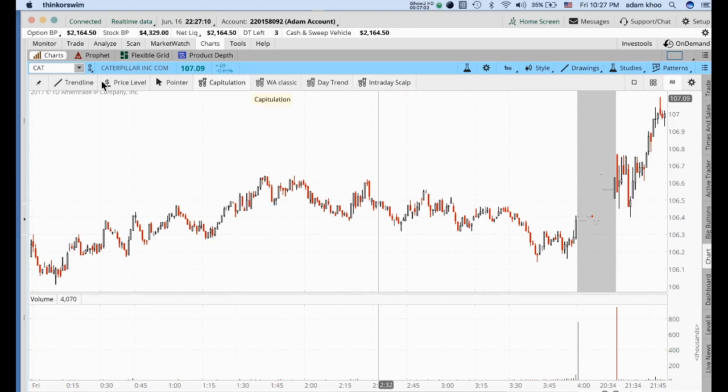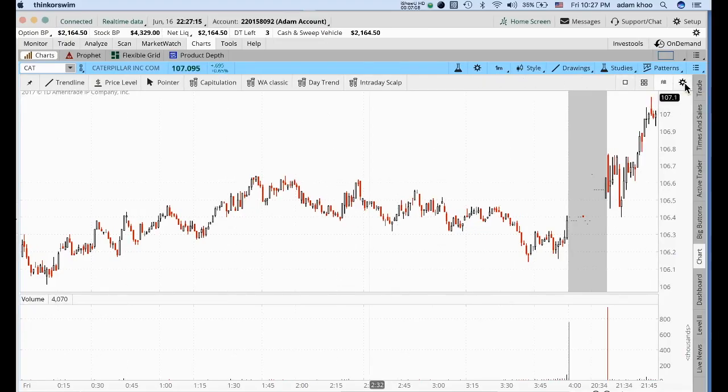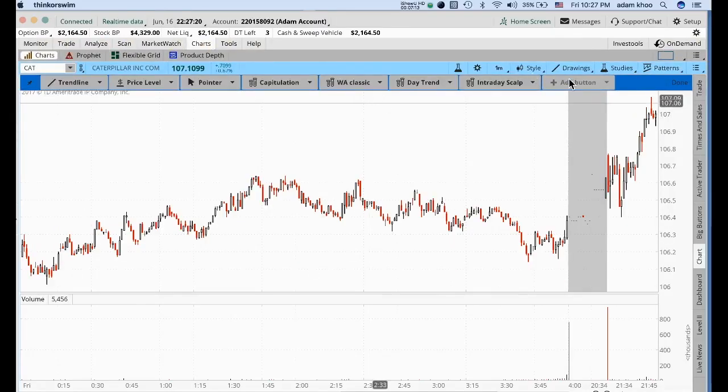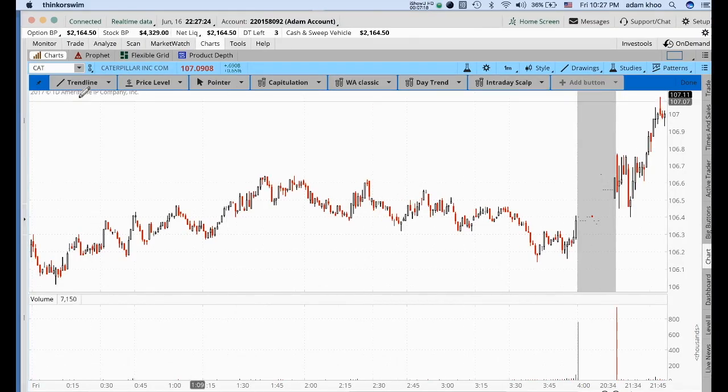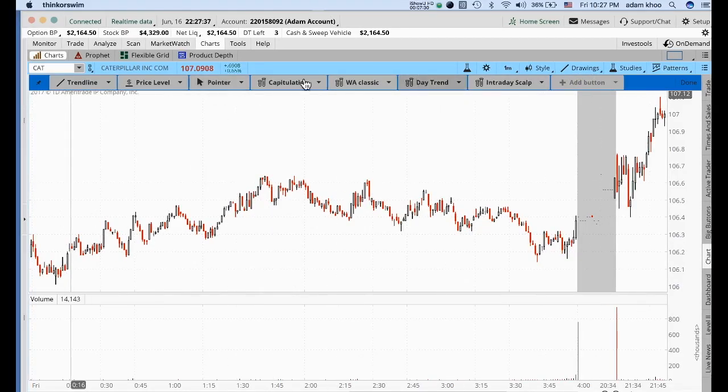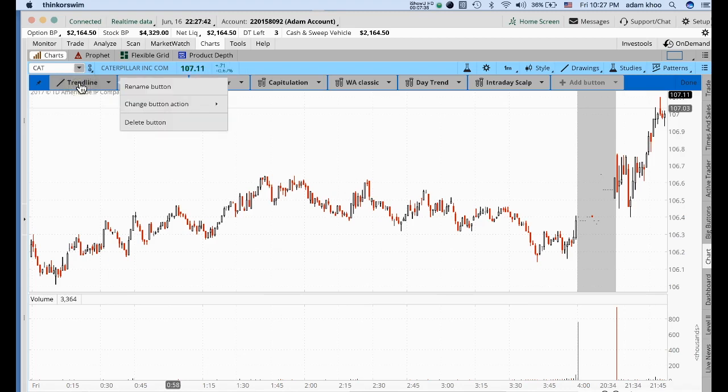You can create your own favorite hot buttons by clicking on this icon over here, configure buttons. Click on that, and you can add a button or remove a button. My favorite button would be trend line. How do I get this? Very simple. If you click add button, now I can't add any more because I already have too many. So let me get rid of, for example, this one. I click on it and choose delete button.